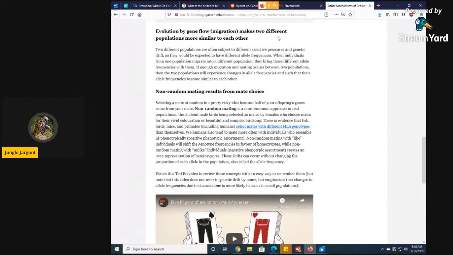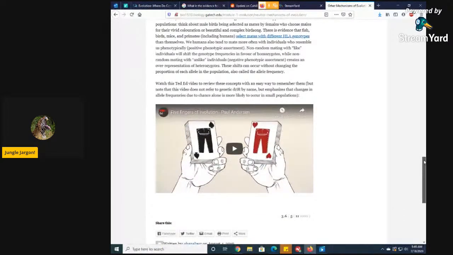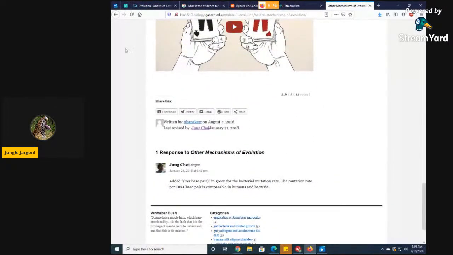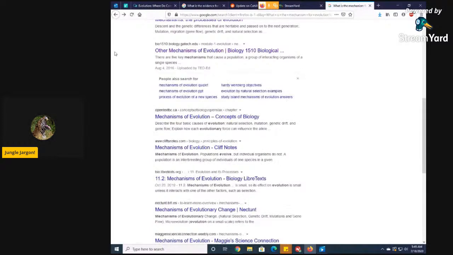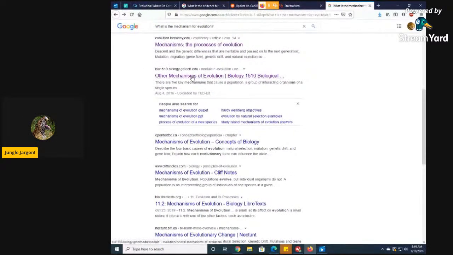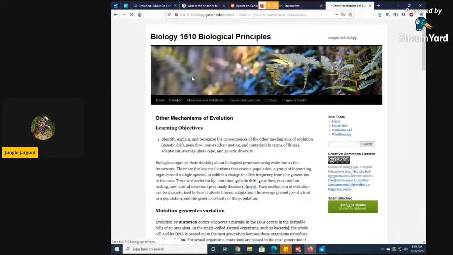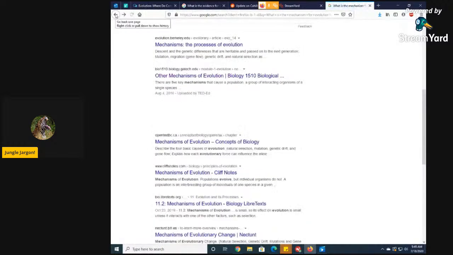Evolution, gene flow, migration takes two different populations more similar to each other. Okay, non-random mating results in mate choice, which is not evolution. Okay, so they failed. Berkeley failed. Let me see what else we got. How about this one here? What's this? Oh, we got that. They failed.